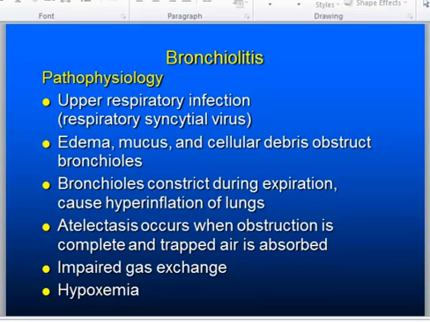Pathophysiology: it's an upper respiratory infection, RSV, and you'll see edema, mucus, and cellular debris obstruction in the bronchioles. The bronchioles constrict during expiration, and it causes hyperinflation of the lungs. So you may have atelectasis when obstruction is complete and that trapped air is absorbed. You'll have impaired gas exchange as well as hypoxia.